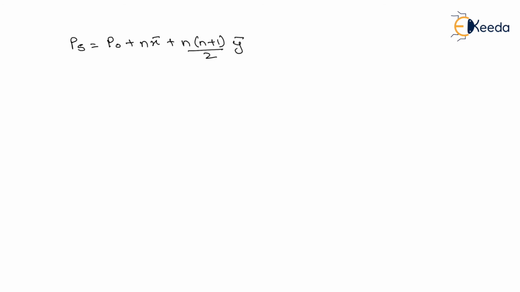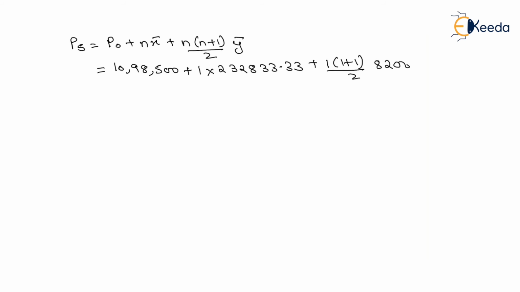Now what is the value of n? The value of n is 1. So we write here the last population given in the question, that is 10,98,500, plus the value of n is 1 and the value of x bar is calculated as 2,32,833.33, plus n into n plus 1 by 2, which means 1 into 1 plus 1 by 2 into y bar, which is equal to 82,000. Now if you solve this equation, you will have the value of P5.